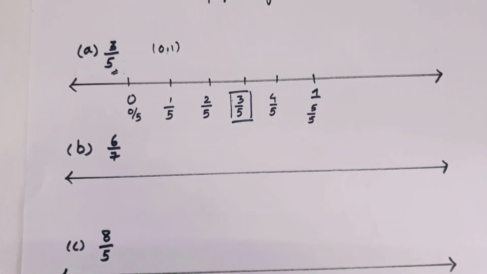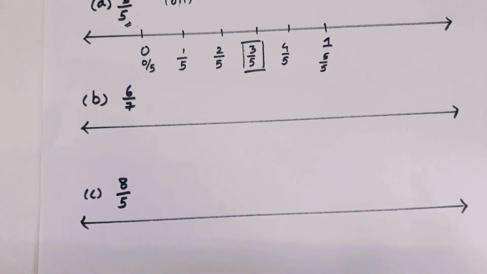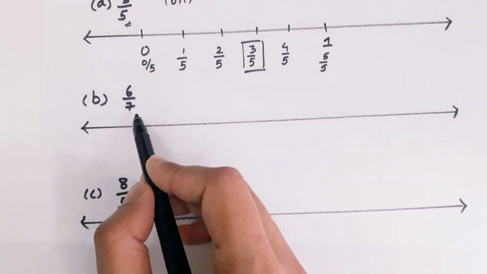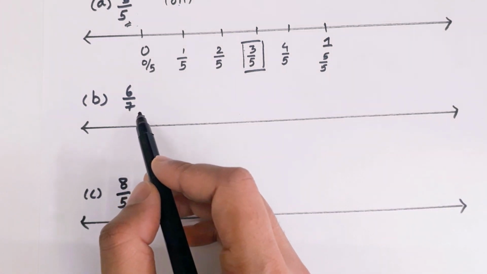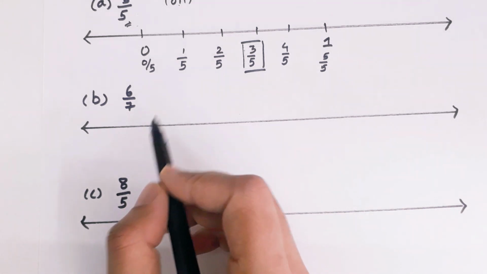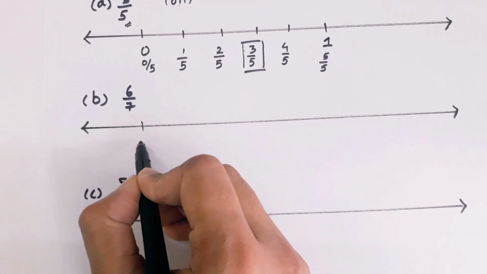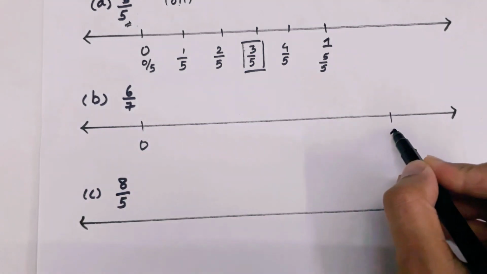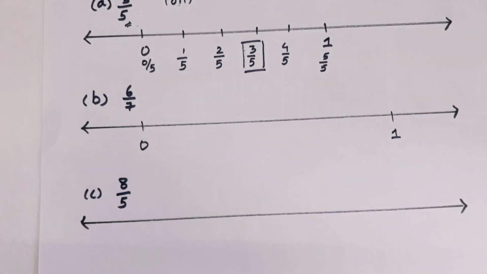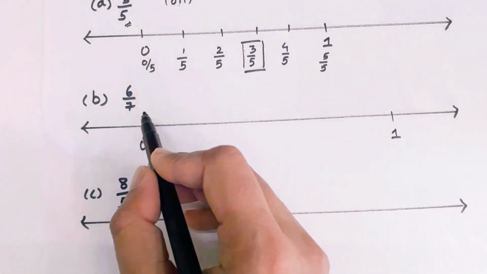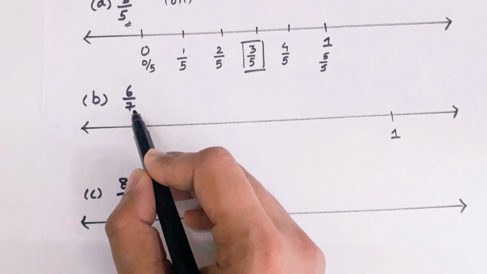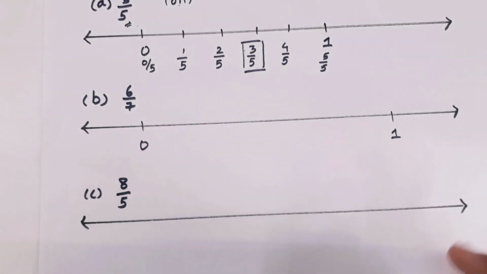Now I'll take one more example. This time I have the number 6 upon 7. If you see the number, the numerator is again smaller than the denominator. So again this number will lie between 0 and 1. So 0 and 1. Now I have to check how many spaces I have to make, and that depends on the denominator. My denominator is 7, so I have to make 7 equal spaces.